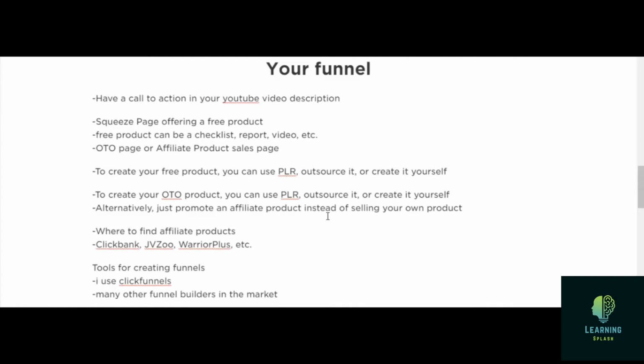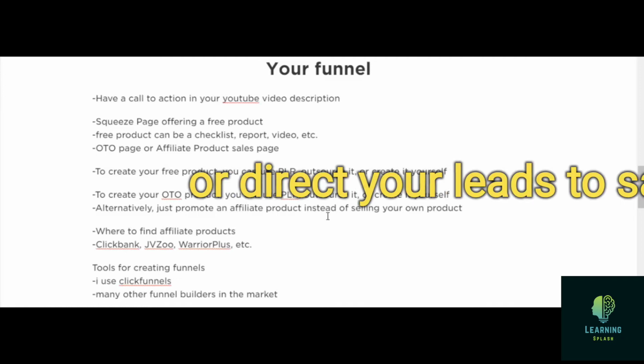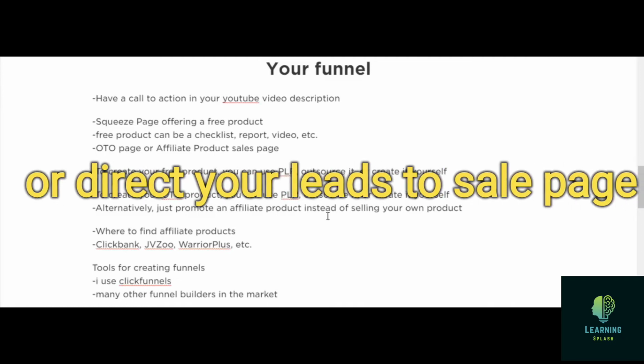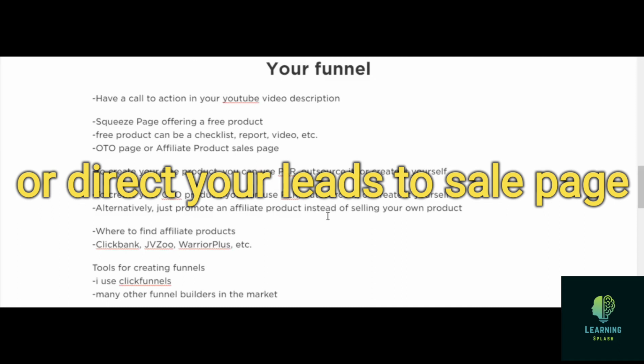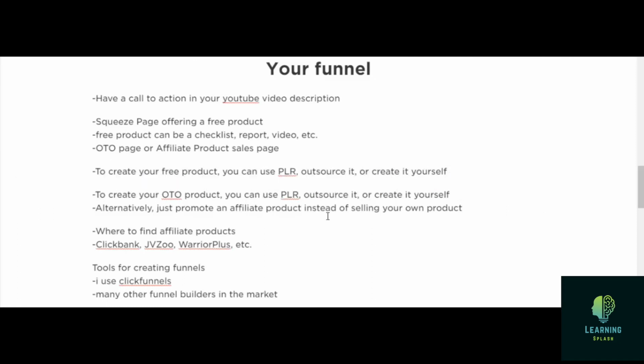And to find affiliate products, there are dozens of affiliate networks out there. What comes to mind are ClickBank, JVZoo, and WarriorPlus. ClickBank is for almost every type of niche out there, and as for JVZoo and WarriorPlus, that's more for products in the internet marketing and make money online niche.